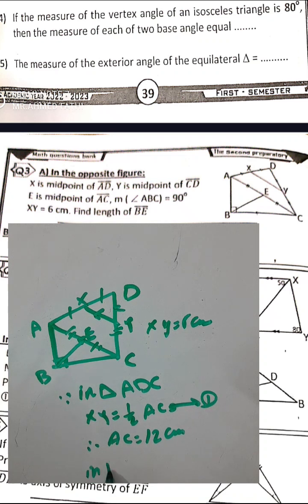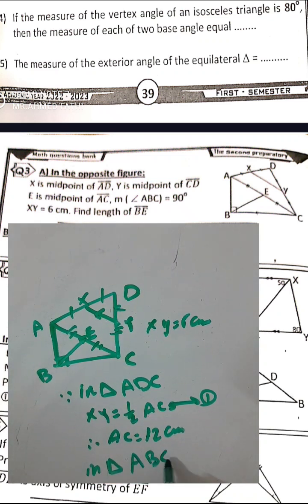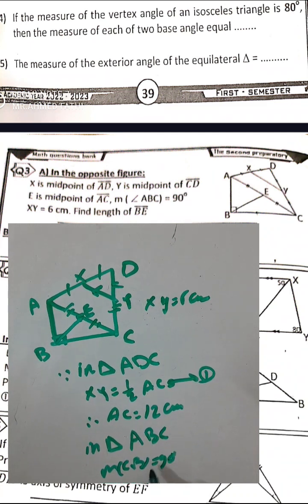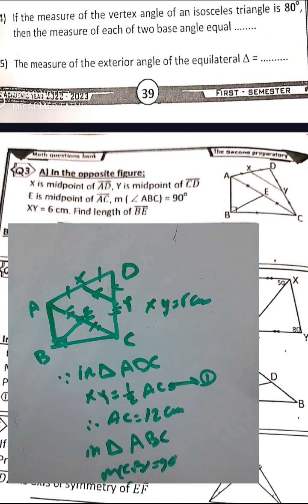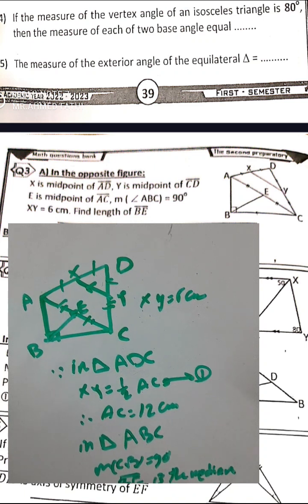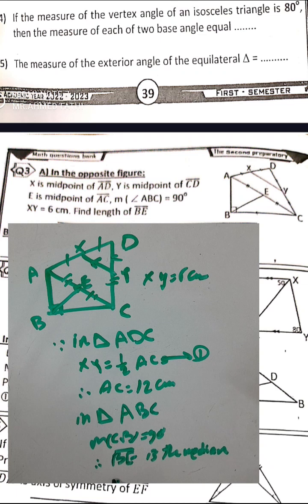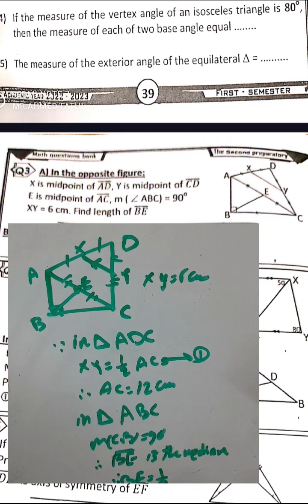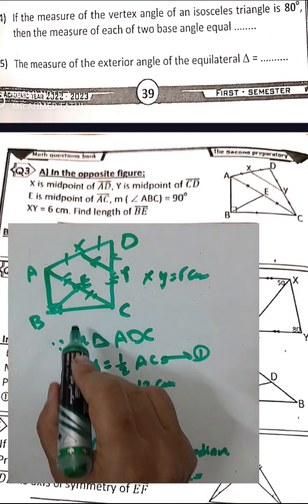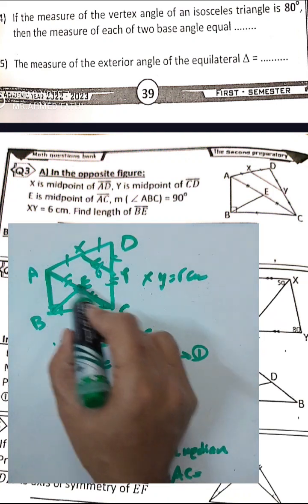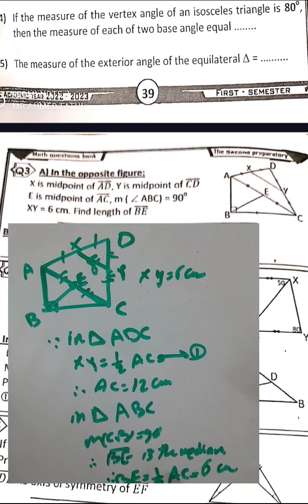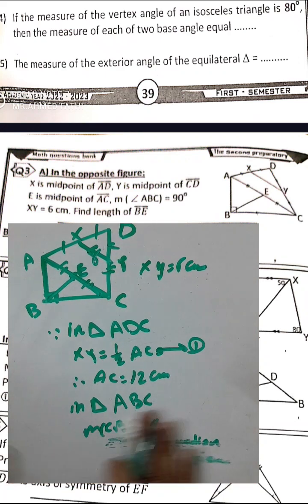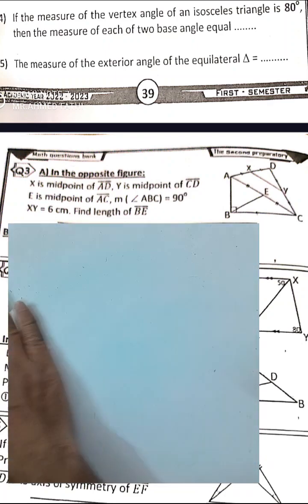And then in this triangle we have right angle triangle ABC. Measure of angle B was 90 degrees. Then you can find the length of BE, because BE we call it the median. The median in a right angle triangle, the length of BE equals half of EC. EC was 12, and 12 divided by 2 will be 6 centimeters. And the length of BE will be 6 centimeters. Next question.